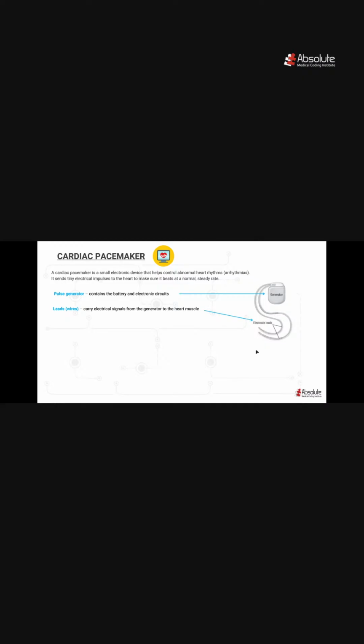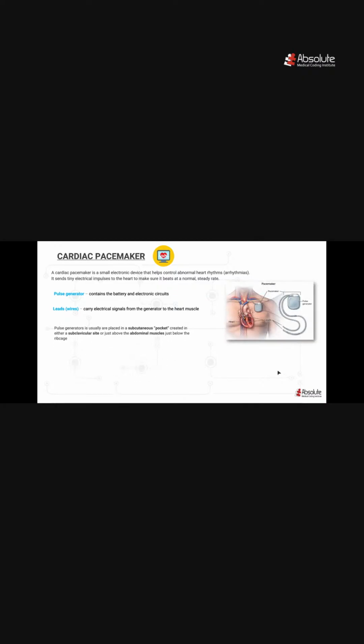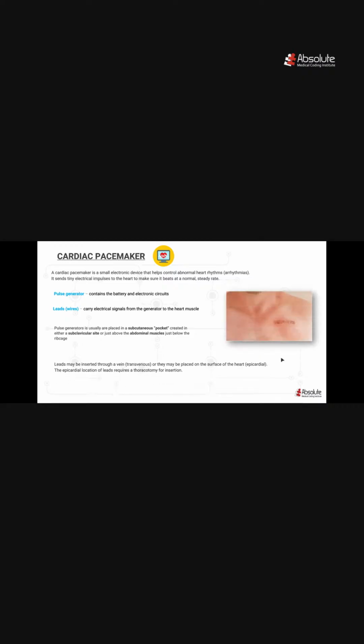Now you might be wondering, where do you put this device? The pulse generator is placed in a small pocket created under the skin, called a subcutaneous pocket. Yes, you can see this over here. Let me show you another image. Yes, this is your subcutaneous pocket. Mostly subcutaneous pockets are just below your collarbone, or sometimes just above the abdominal muscles under the rib cage. We will talk about this later in the upcoming slides. So no, it's not floating around. It has its own little home under the skin.